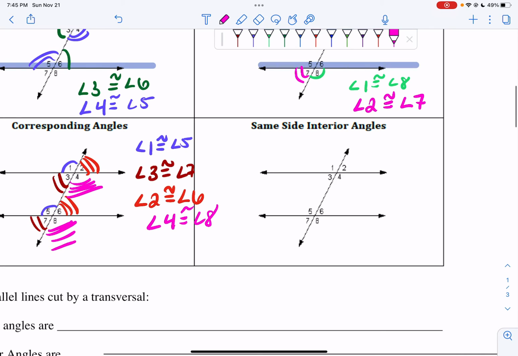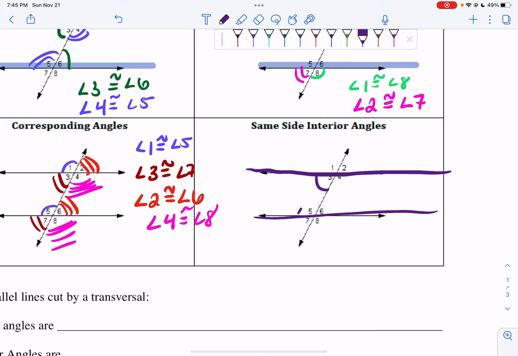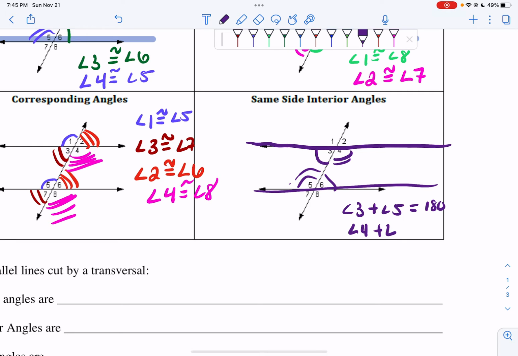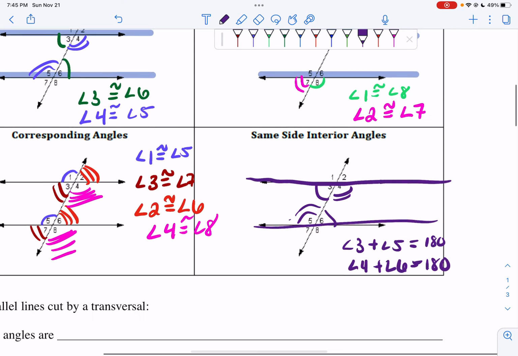Now your same side interior angles are your angles on the same side of your interior. So if I look, the angles on the same side of this interior are angle 3 and angle 5, and they add up to 180. And I could say angle 4 and angle 6 are also my same side, and they add up to 180.